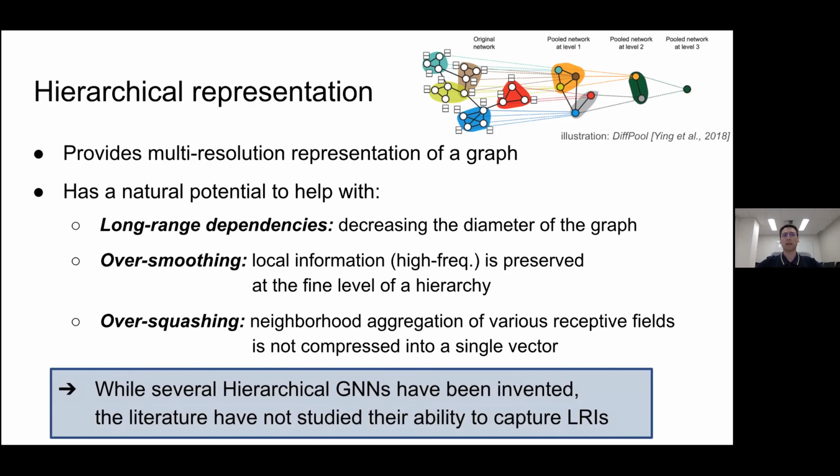While several hierarchical graph neural networks have been proposed in the past two years or so, the literature has really not studied their ability to capture long-range interactions. They have focused on the standard graph benchmarks when it comes to graph learning tasks, and this kind of direction is really the point of our study.